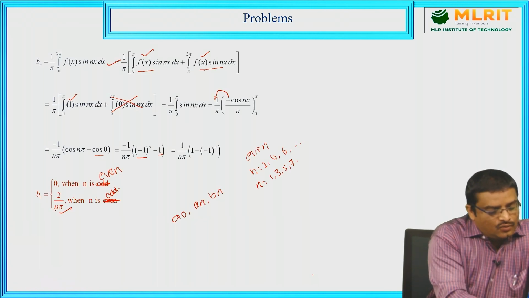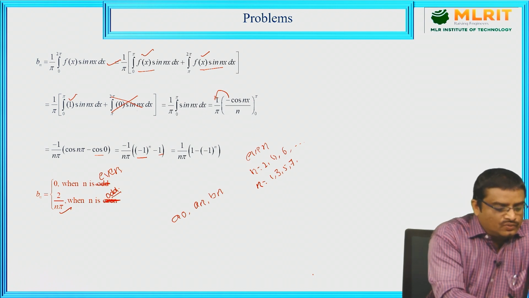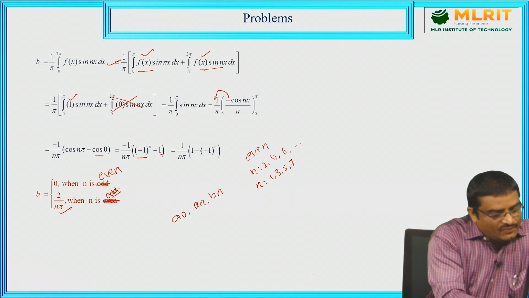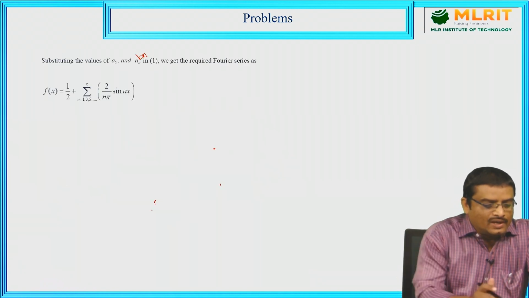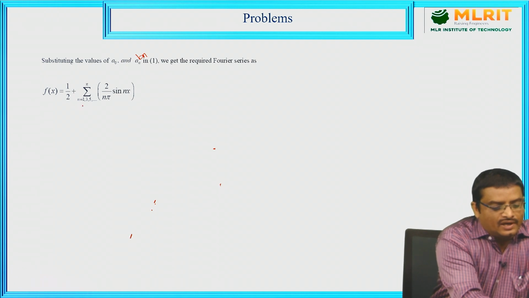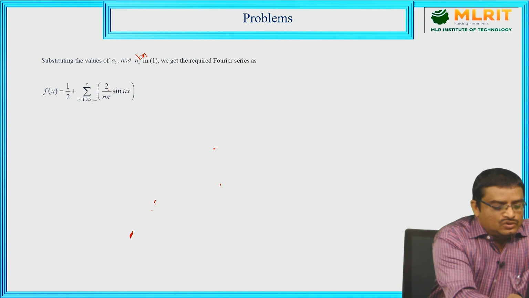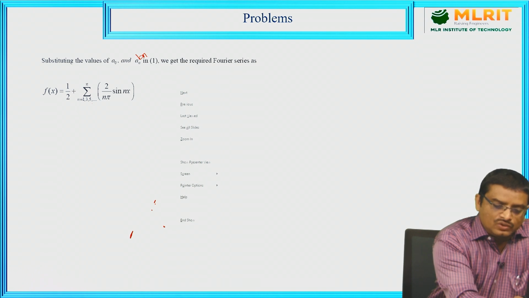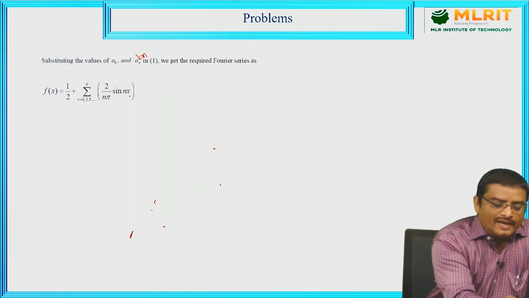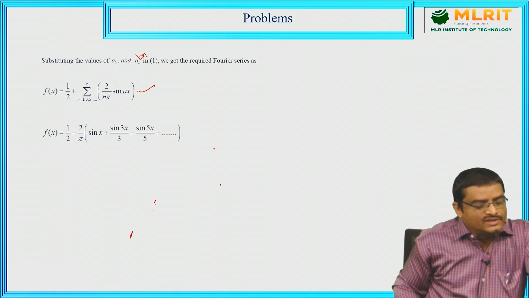Now you substitute this bn value. We got this bn value whenever we take n as an odd number, so we can neglect the even values of n in the summation. That's why I have taken only odd values of n here, n is equal to 1, 3, 5 up to infinity. So the value is 2 by n pi, that is the bn value when we take n as an odd value, times sin nx. So this is our required Fourier series expansion.